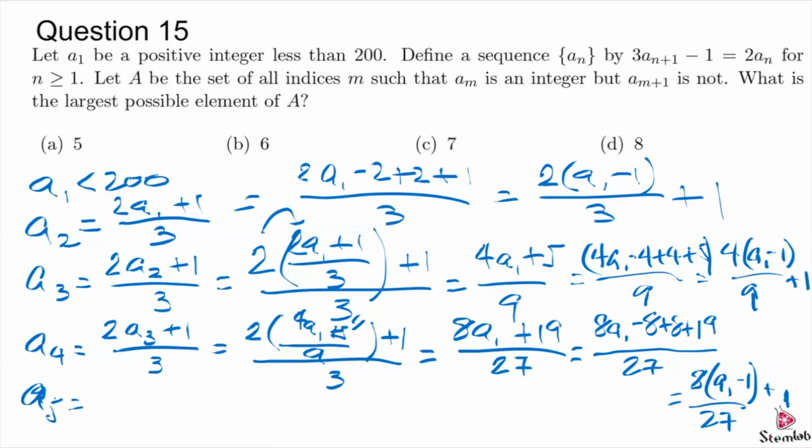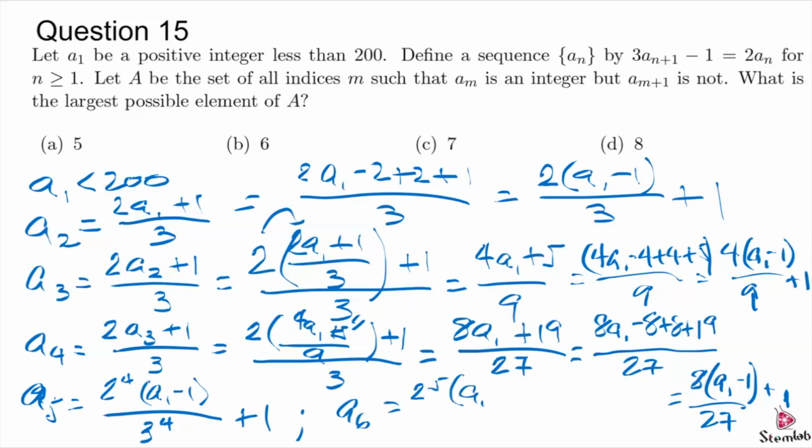So a sub 5 can simply be written as, if you notice, powers of 2: 2 squared, 2 cubed. So a sub 4 can simply be written as 2 to the 4th times a sub 1 minus 1 all over 3 to the 4th plus 1. And a sub 6 can be written as 2 to the 5th times a sub 1 minus 1 all over 3 to the 5th plus 1.